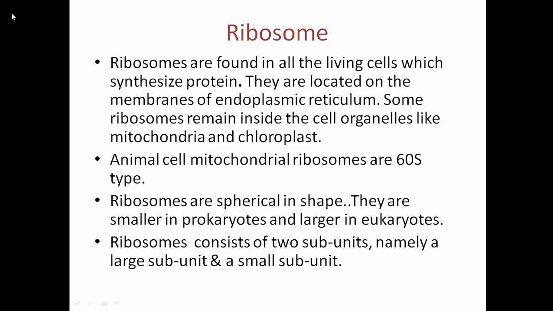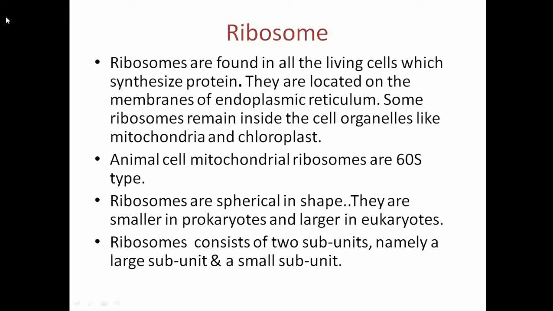So these ribosomes are found in all the living cells which synthesize protein. They are located on the membranes of endoplasmic reticulum. As I told you, they are found on the rough endoplasmic reticulum. Some ribosomes remain inside the cell organelles like mitochondria and chloroplast. In animal cells, mitochondrial ribosomes are of 60S type. So what is meant by 60S and what does S stand for? S stands for the sedimentation coefficient.